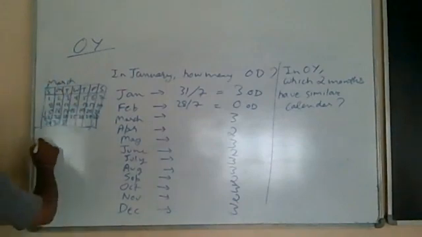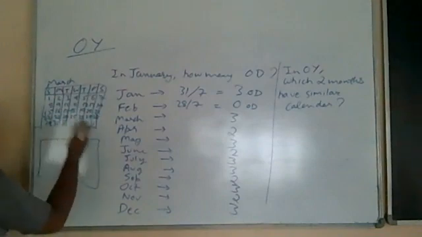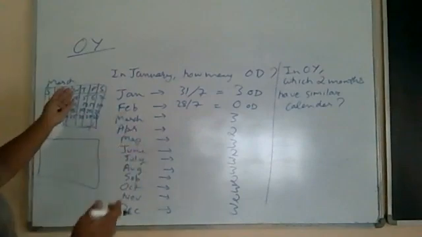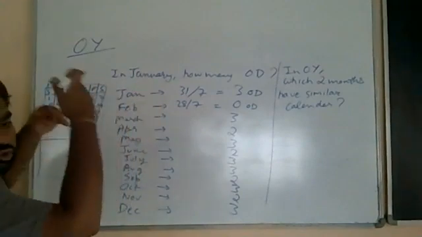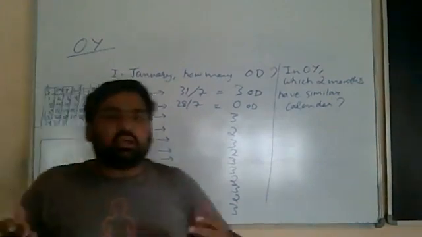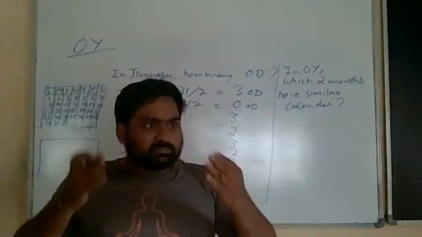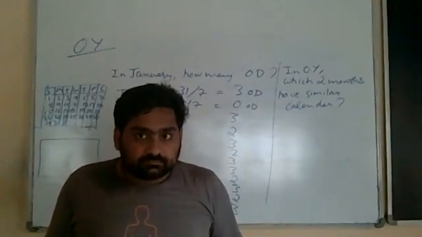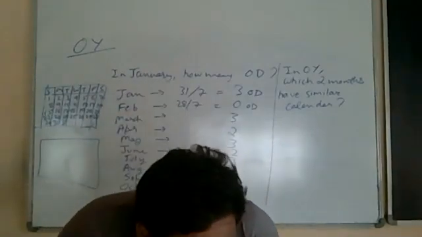Similar calendar means another month should look just like this. First day should be Sunday, last day should be Tuesday, and there should be 31 days. If you put the two calendars together, you should not be able to figure out which is which month if the name is not written there. Both should look alike. Did you understand the question, guys?